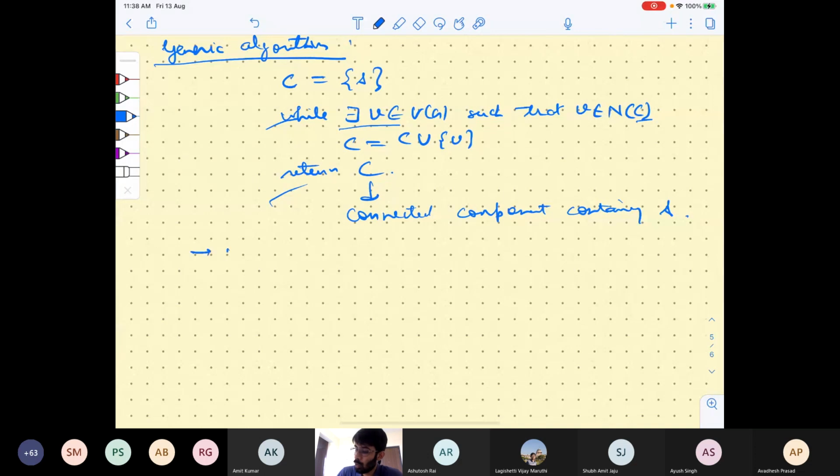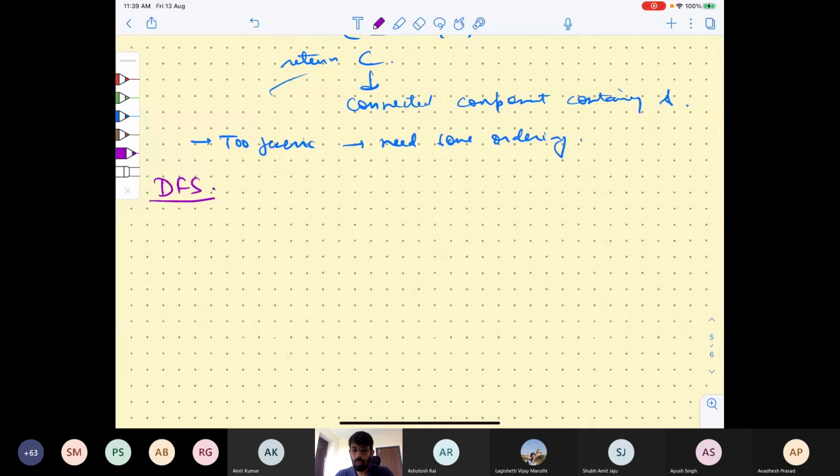So this is too generic. We need some ordering. And BFS actually gives this ordering that, okay, first you consider the vertices which are at layer 1 and so on. And then another way is to do DFS, right? So DFS, what does DFS do?